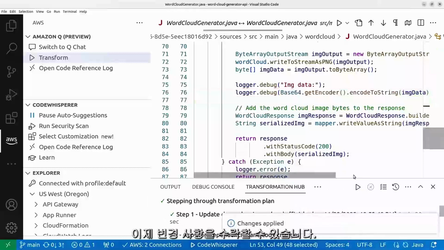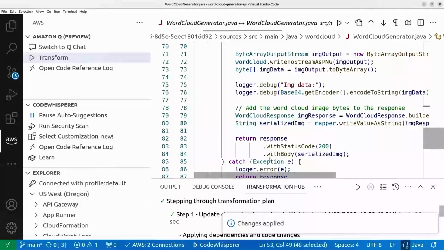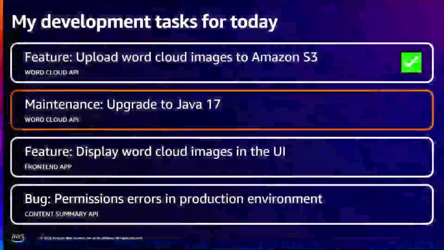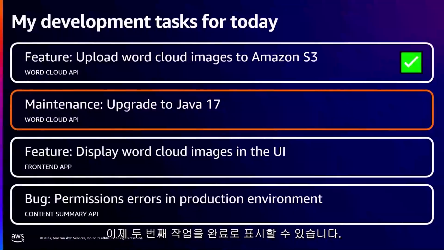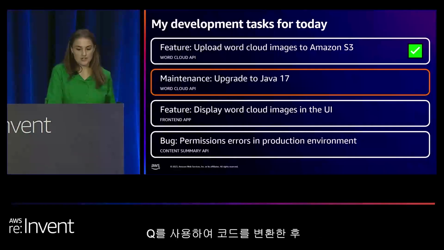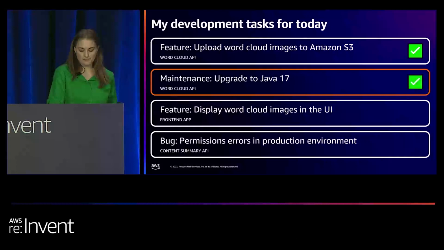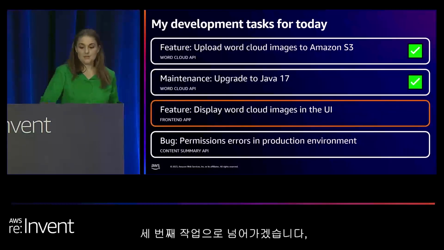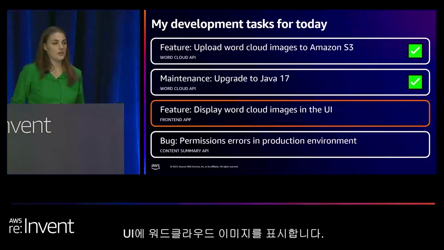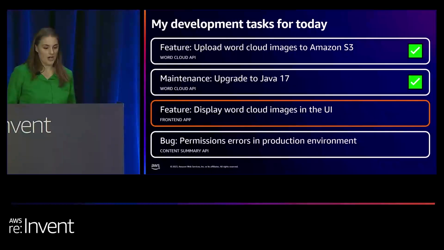So then I can go and accept those changes and apply them locally. And now I can start compiling on Java 17. So now we can mark my second task as complete after using Q to transform my code. Let's move on to my third task, displaying the word cloud images in the UI.